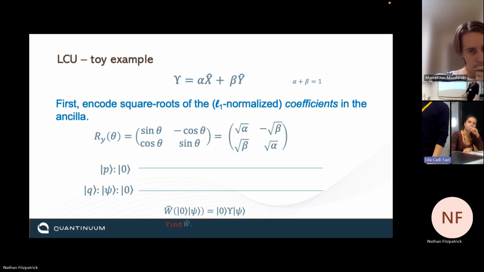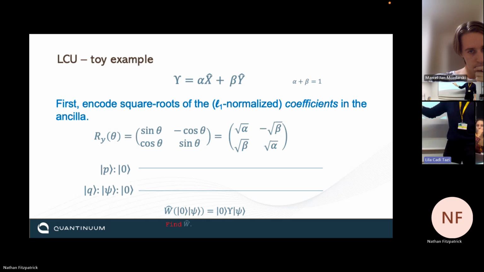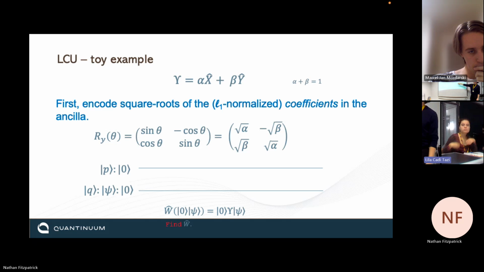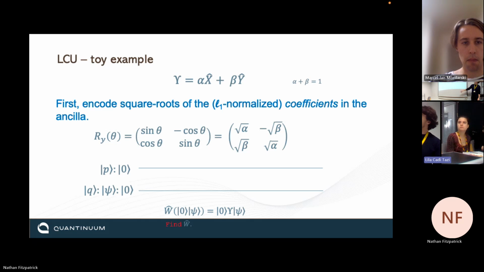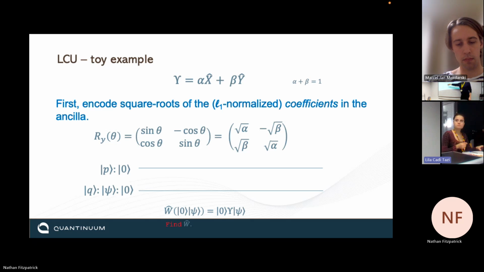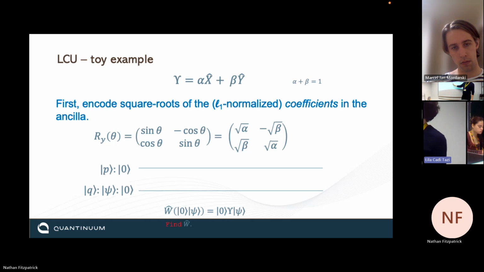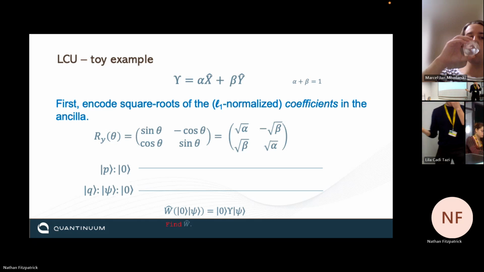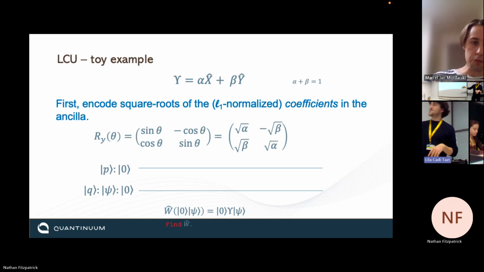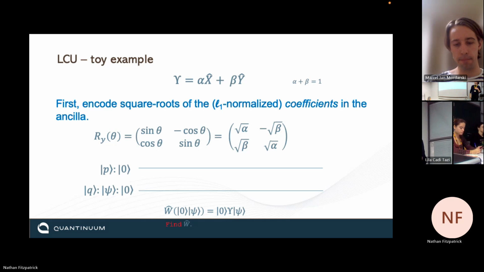There are always two registers in an LCU circuit. You have what's called the prepare register and then the select register, or the state register. The RY matrix acts on the prepare register and it encodes the weights of the terms. It's acting on the 0 state, therefore it acts on this column. So you can see the 0 entry will be square root of alpha, the X term, and square root of beta with this term. And you can see how this could generalize to larger systems. If you had 10 terms, you could use 4 qubits, and the prepare register scales logarithmically with the number of terms.